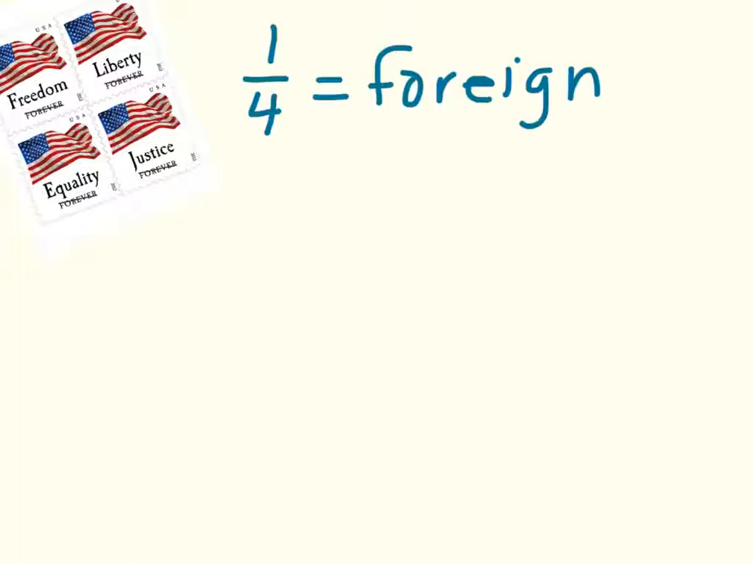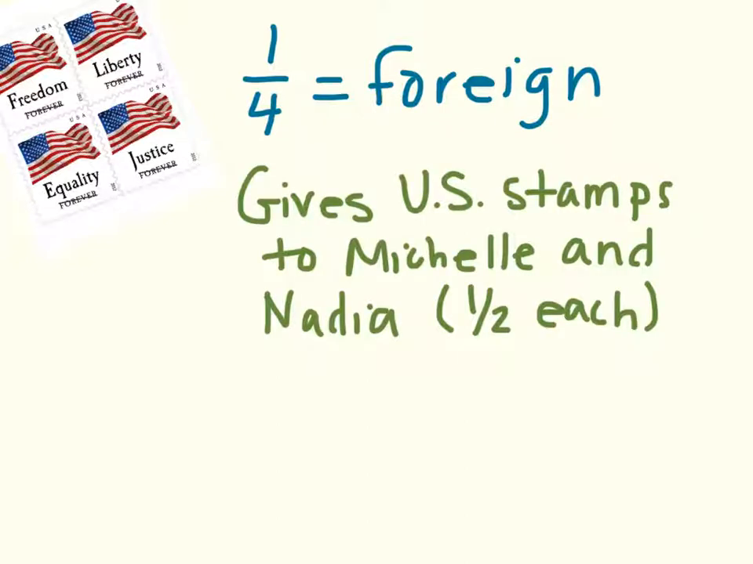Now let's work through an example where we'll divide a fraction by a whole number to solve a real-world problem. Lucille collects U.S. stamps and foreign stamps. 1/4 of her stamps are foreign stamps. She divides the U.S. stamps equally between two friends, Michelle and Nadia. Another way to say that would be that Lucille gives 1/2 of 3/4 to each Michelle and Nadia. If Lucille has 72 stamps total, foreign and U.S. stamps total, how many stamps does Nadia receive from Lucille?